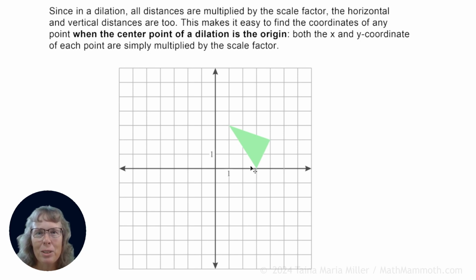In this video, we're going to look at dilations in the coordinate grid. Since in a dilation, all distances are multiplied by the scale factor, the horizontal and vertical distances are too, and that makes it very easy then to calculate coordinates of the points under a dilation when the center point is the origin. Both the x and y coordinate of each point are simply multiplied by the scale factor. Let's look at an example.